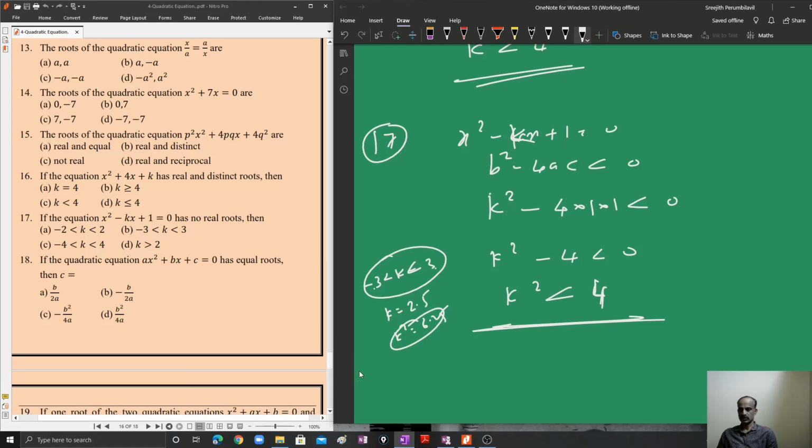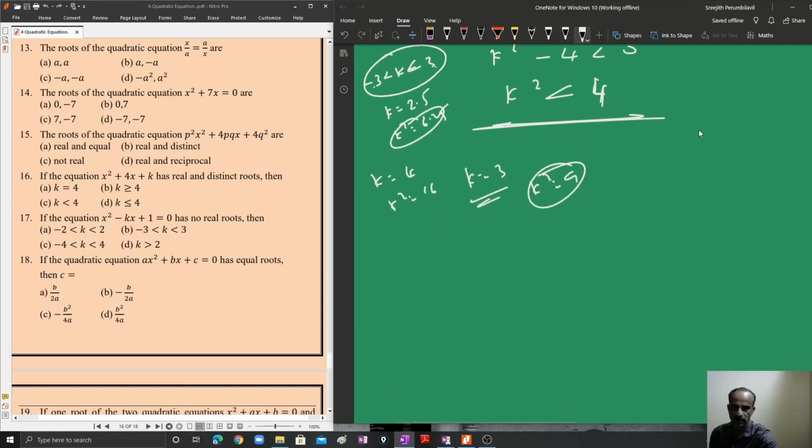K is greater than 2. I will take k is equal to 4. What is k square? K square is 16. So that is also not possible. K is equal to 3. K square is what? 9. That's also not possible. So the possible value is k lies between minus 2 and 2. I'll come back to it in detail. K square should be less than 4. That means minus 2 less than k less than 2.